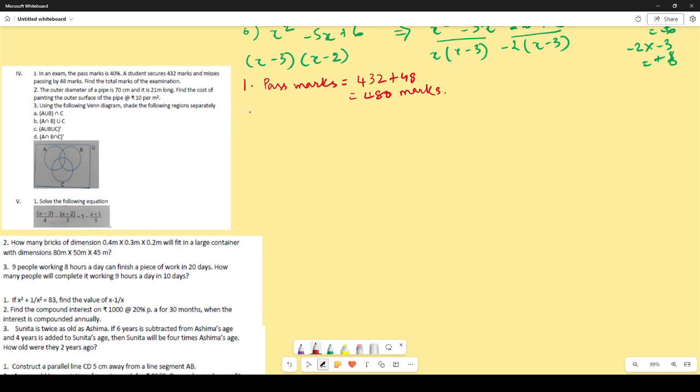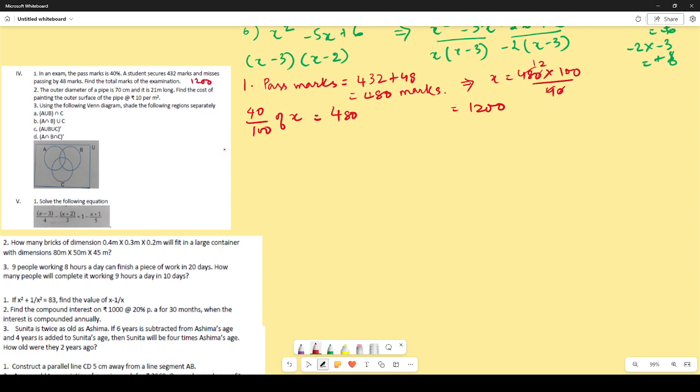That means 40% of total marks is equal to 480. So where does this take you? X is equal to 480 into 100 by 40. It was as simple as that. The total marks is 1200. So your answer should have been 1200 over here.